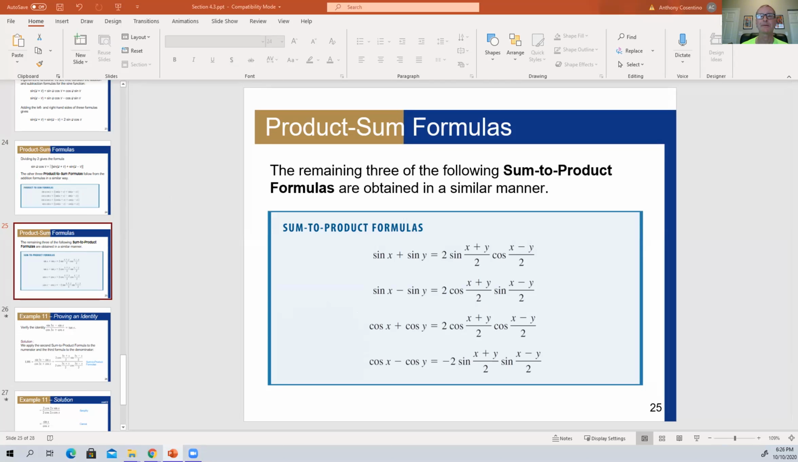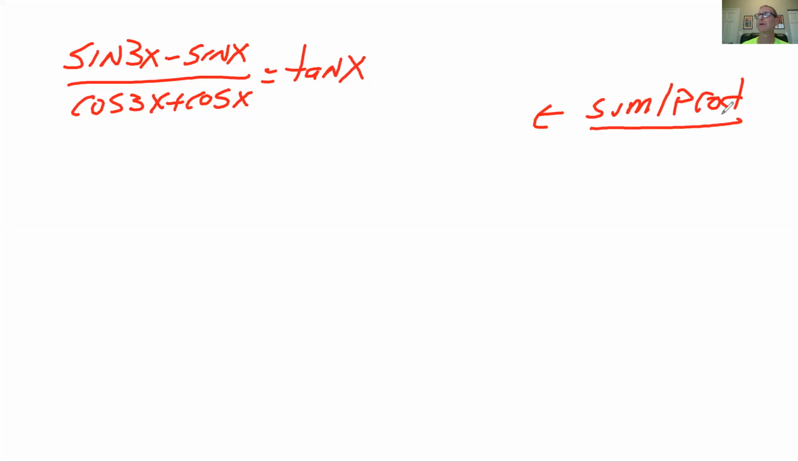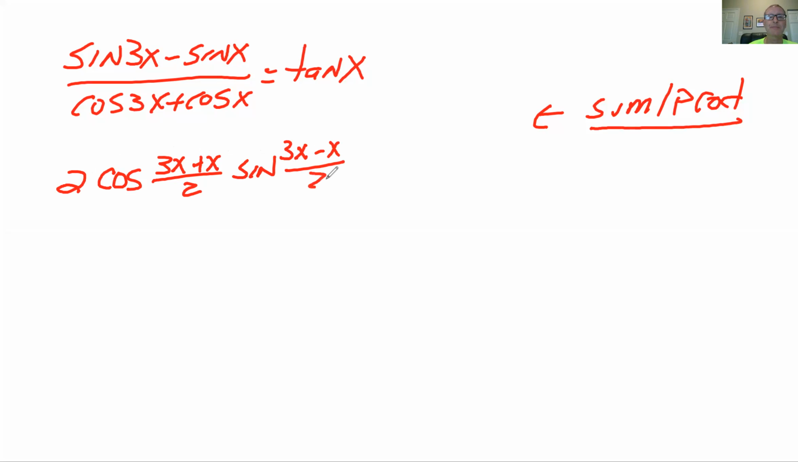So let me go back here, and we're using the sum and product. So with the sine calculation, that would be the difference, right? Because we have subtracted 2. So when you plug that one in, you have a 2 out front, and then all these end up being cosine. And so this would be 3x plus x divided by 2. And then this one here is the sine, and that would be 3x minus x divided by 2.